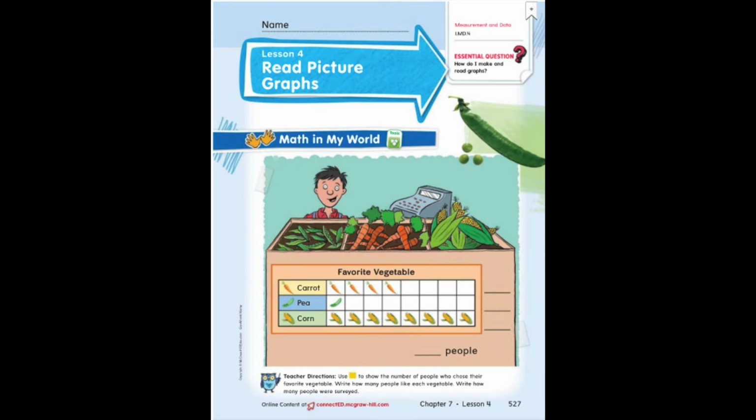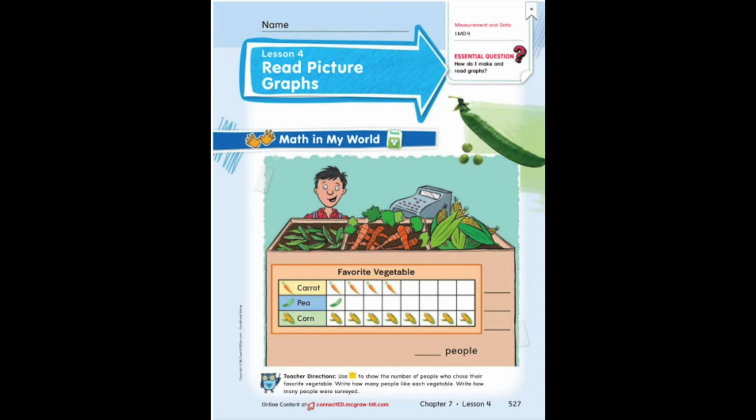Alright, so the math pages we're working on today start on page 527. And we spent some time making picture graphs before, and now we are going to read picture graphs. So if you look on page 527, there is a graph there that shows favorite vegetables, and it shows carrots, peas, and corn. Your job, first graders, is going to be to count how many are in each row.